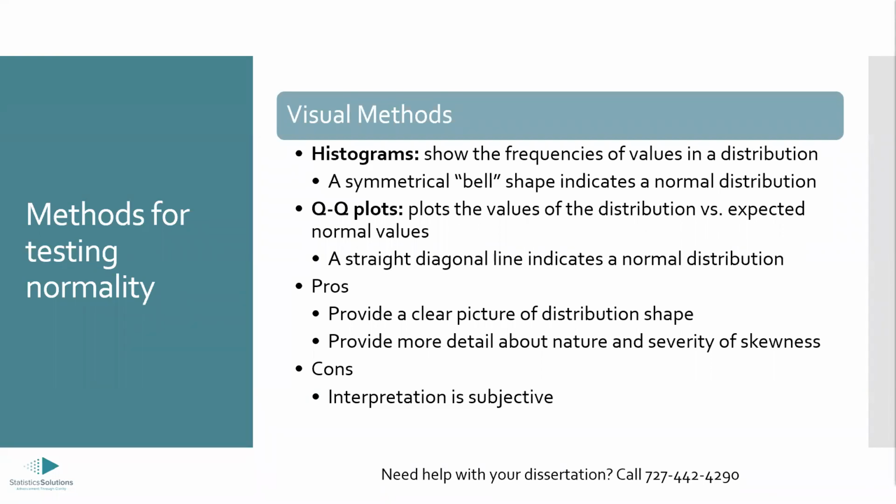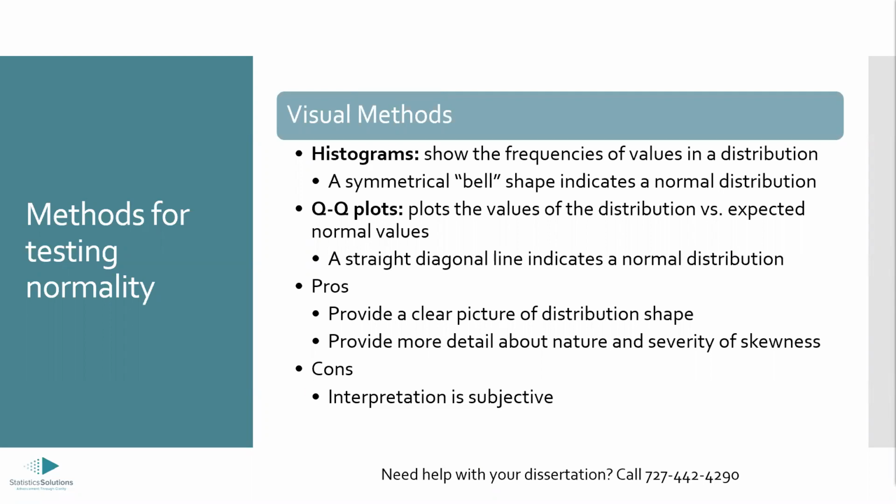However, another visual method that we have are QQ plots. And in a QQ plot, we plot the values of the distribution versus expected normal values. And if we see a straight diagonal line in this plot, that would indicate that the distribution is approximately normal.